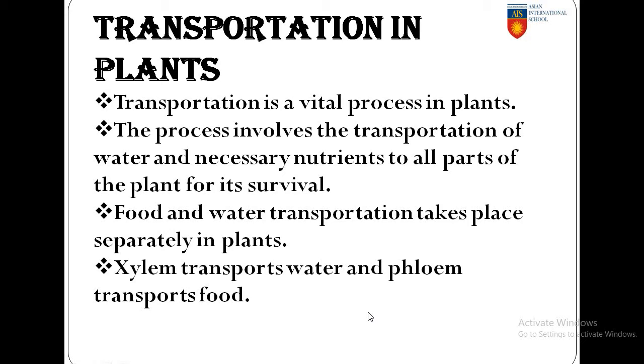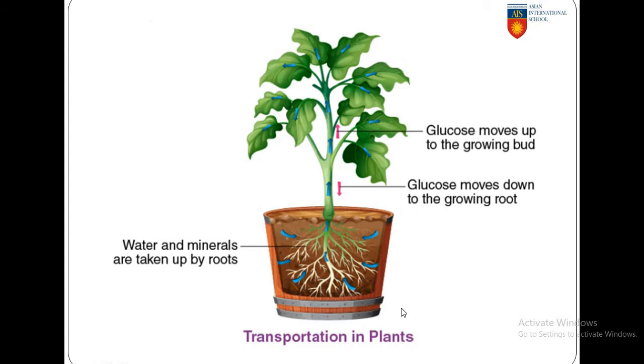It's very necessary that you mention that xylem transports water from the roots to the different parts of the plant, and phloem transports food from the leaves to the different parts of the plant. The water and dissolved minerals are known as sap.